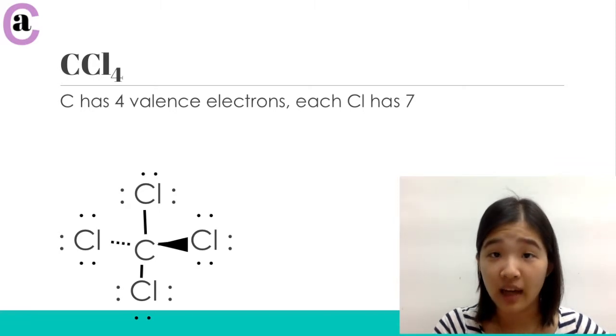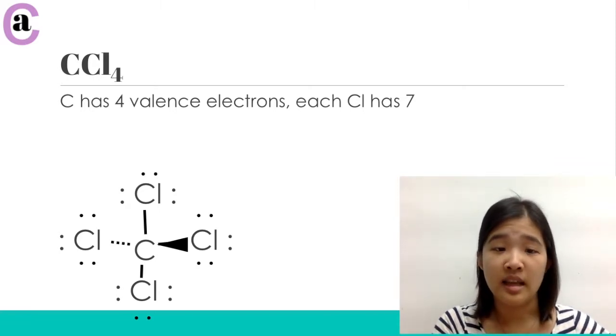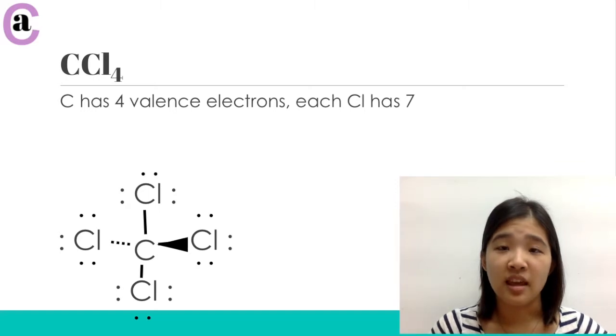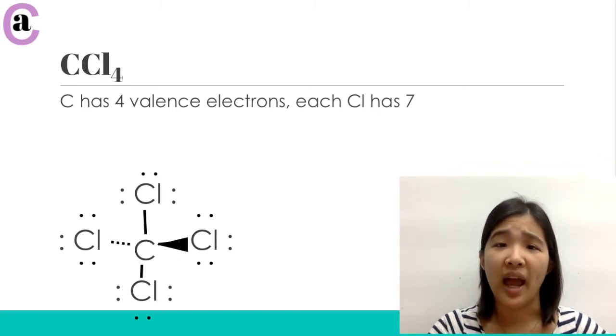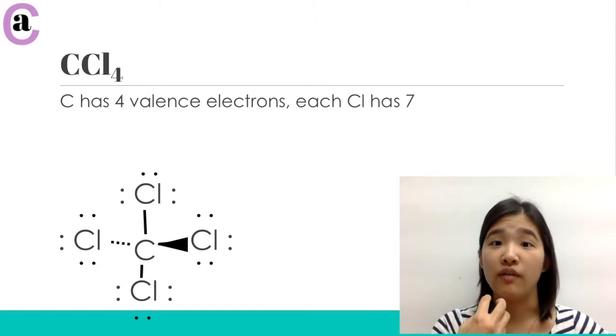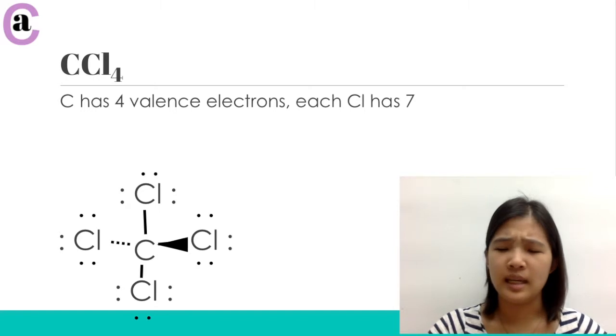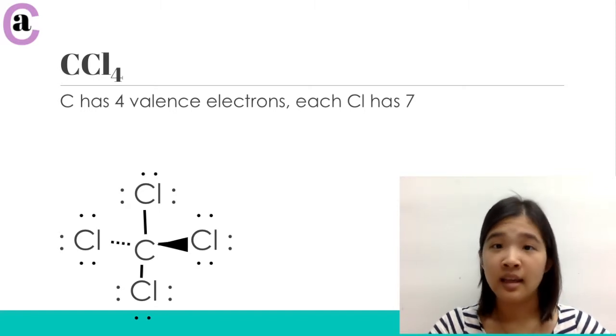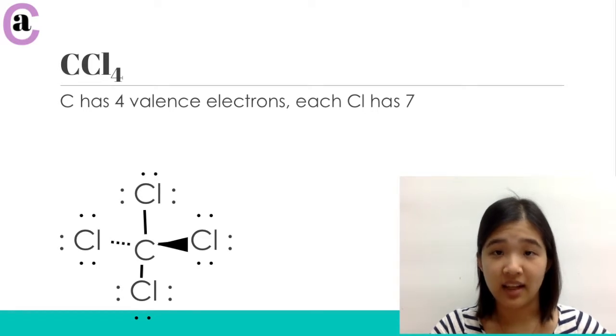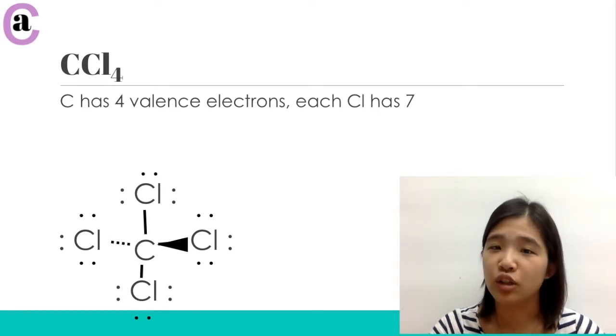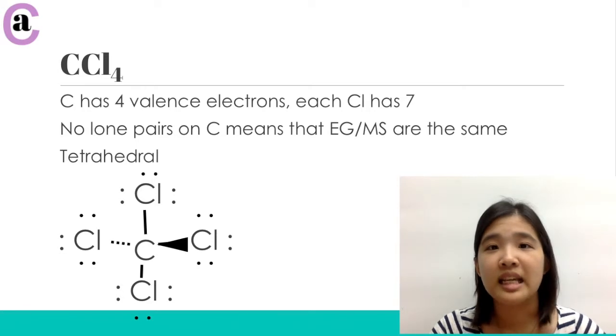The dotted line on the left means that the chlorine there goes into the page, and then the wedge on the right means that that chlorine actually comes out of the page. So you can imagine what that looks like in 3D. And again, there are no lone pairs on the carbon, which means that the electron geometry and molecular shape are the same. In this case, tetrahedral.